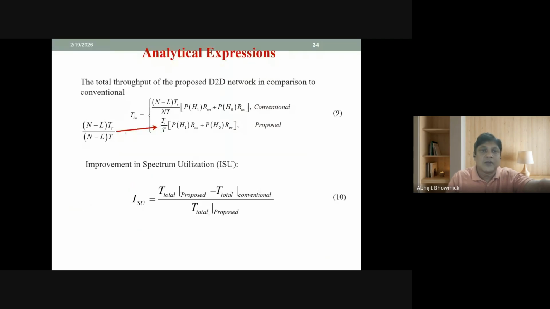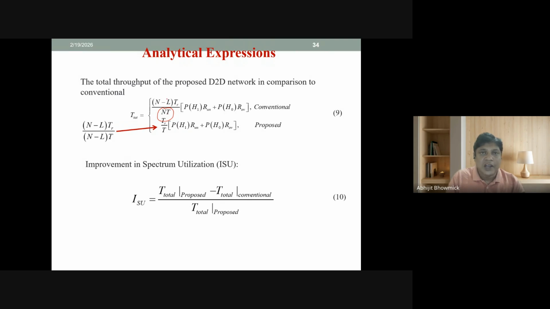So see, the same thing is shown here. Initially, in the conventional system, if you look at the total transmission time, initially the total available time is divided among n users, n into T.